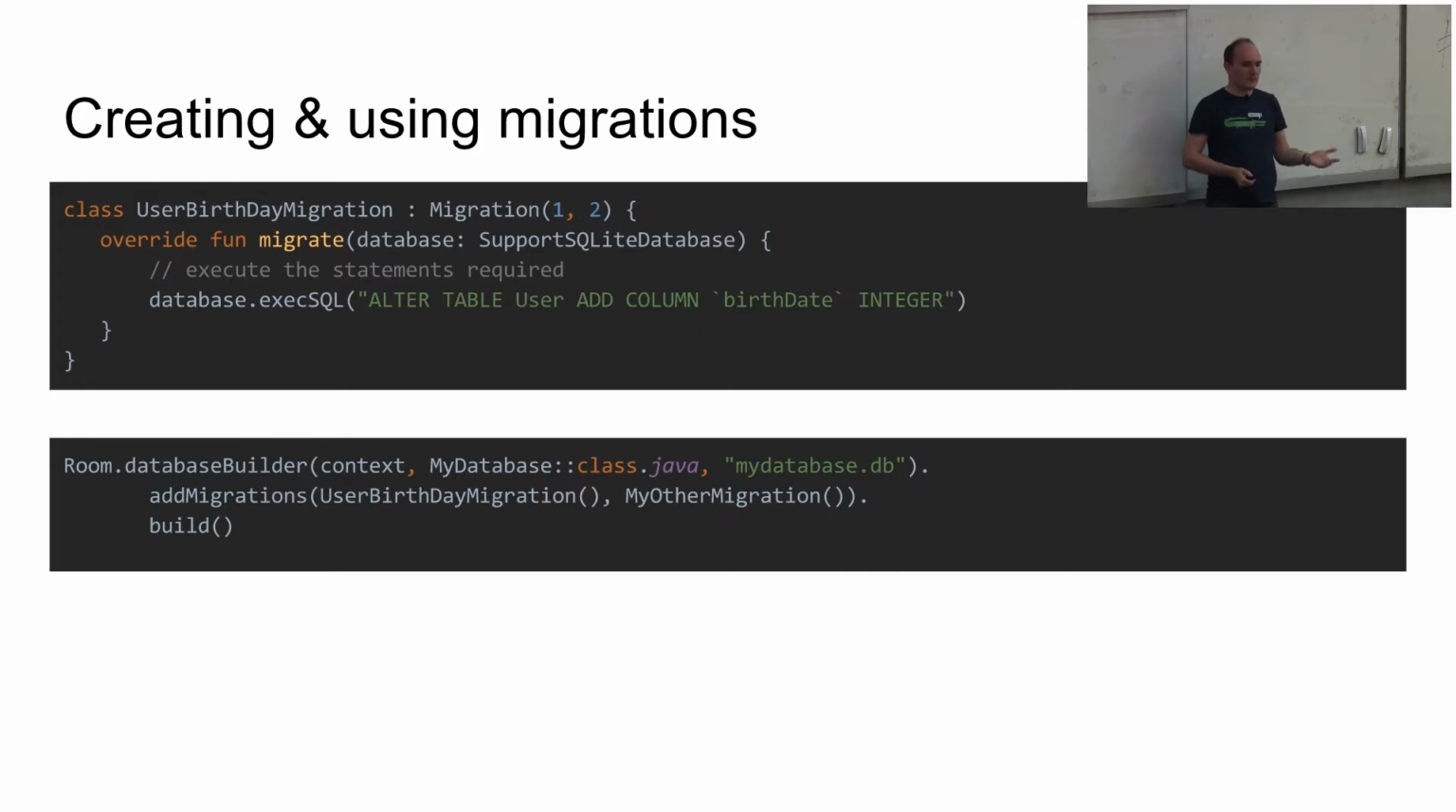So to specify what migration you have, you just add them on the database builder, and Room will figure out which ones to run. So you can have migrations from version 1 to version 5 and from version 2 to version 3 or whatever. Room will just figure out which ones to run and will run them for you.